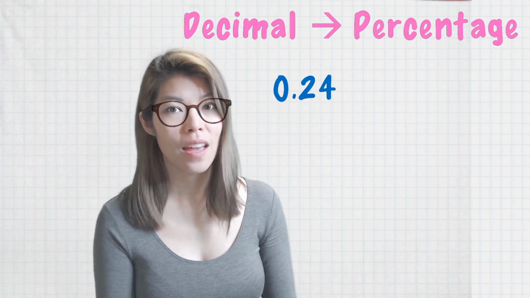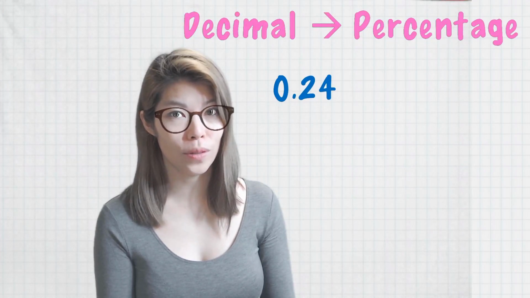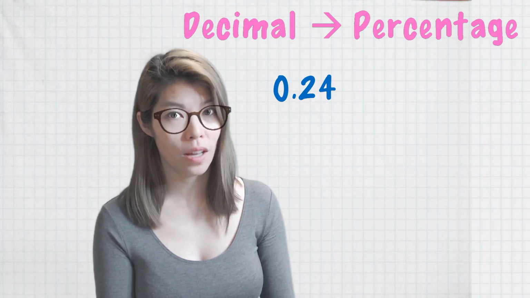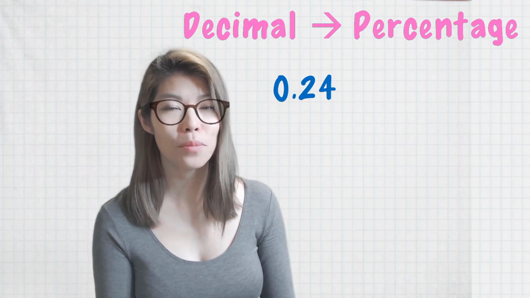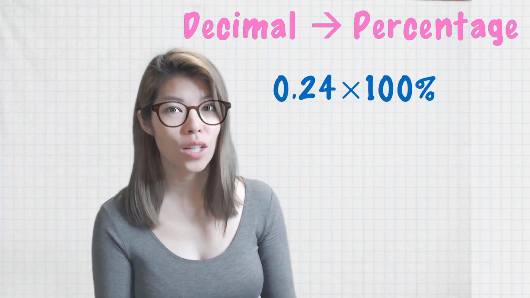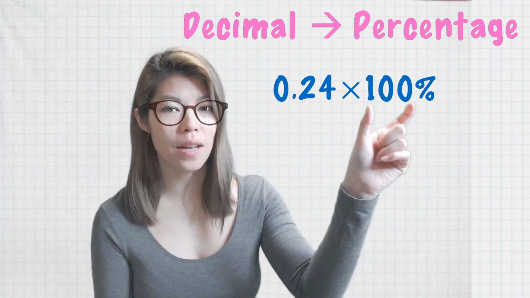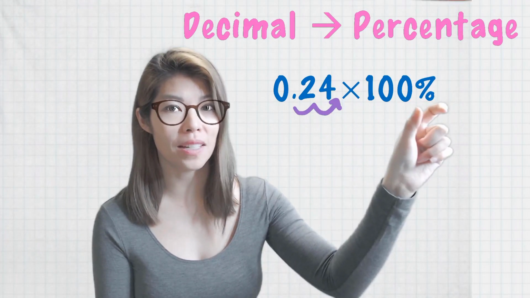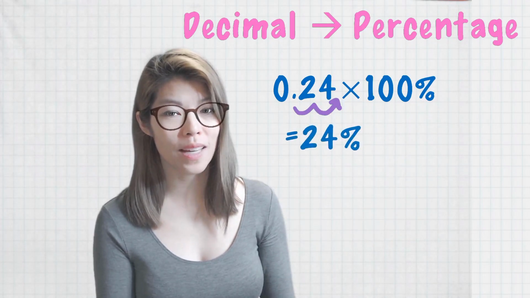Let's convert decimals into a percentage. Here we have 0.24. We can multiply by 1 because it wouldn't change the question. 100% is 1. So let's multiply by 100%. To do so, we can multiply the 100 part by moving the decimal point twice, and we just keep the percent. So we get 24%.